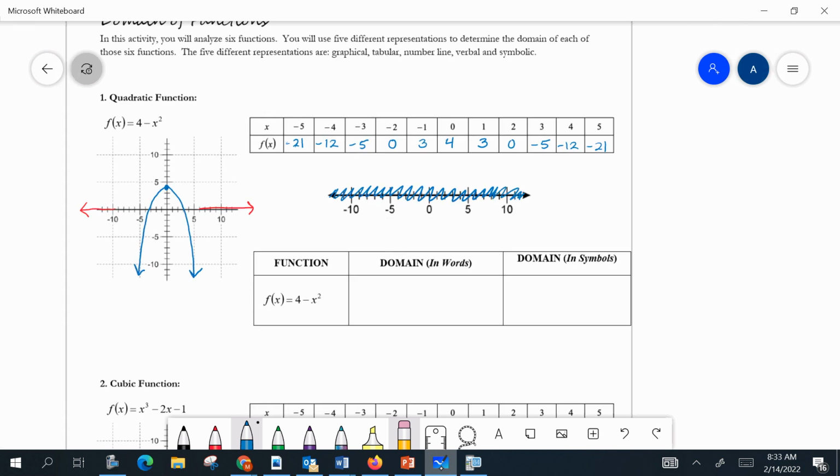When we put the domain in words, we can say all real numbers, because every number is part of the domain. The domain in symbols, which is interval notation, we would write from -infinity to infinity. Okay, that seems pretty familiar.